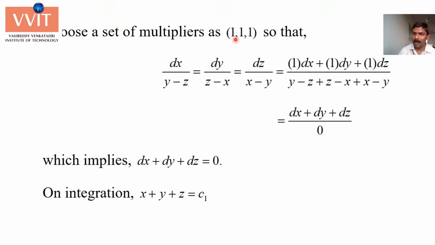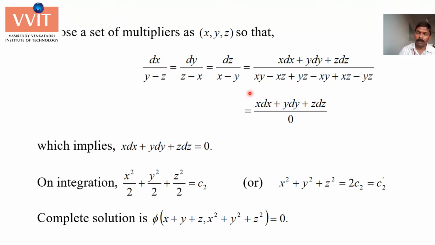As I am taking 1, 1, 1 here, some of you may be thinking I can go with 2, 2, 2 or 3, 3, 3. You can't go with multipliers of that kind. You have to take a different set of multipliers. So the next set is x, y, z. Actually, while doing this method, you need to do some rough work to make this denominator part 0. So keen observation is very much needed with this method.